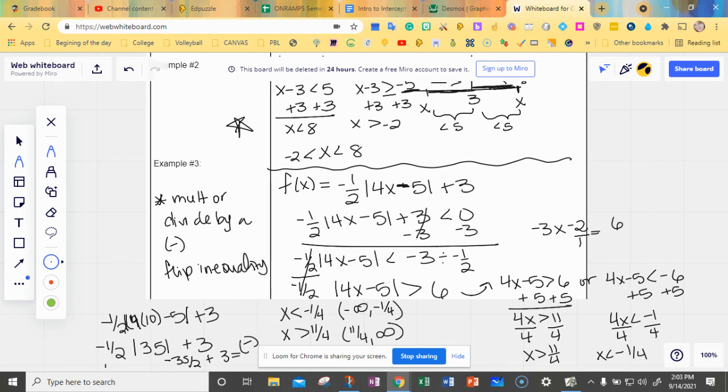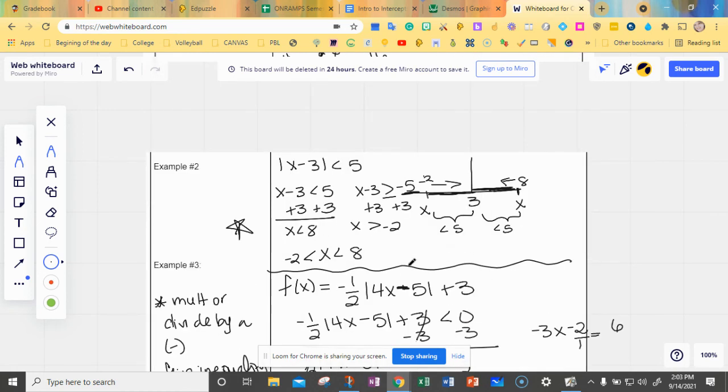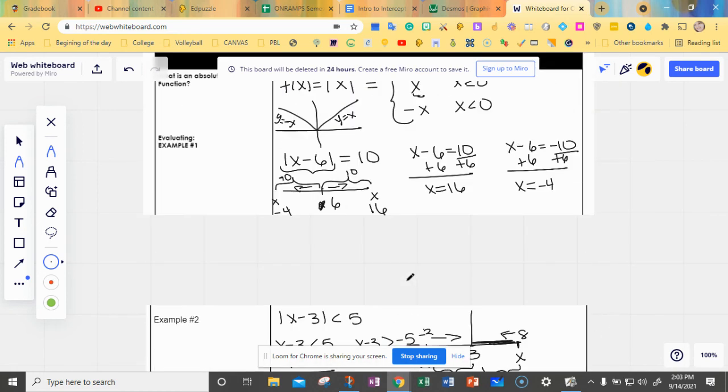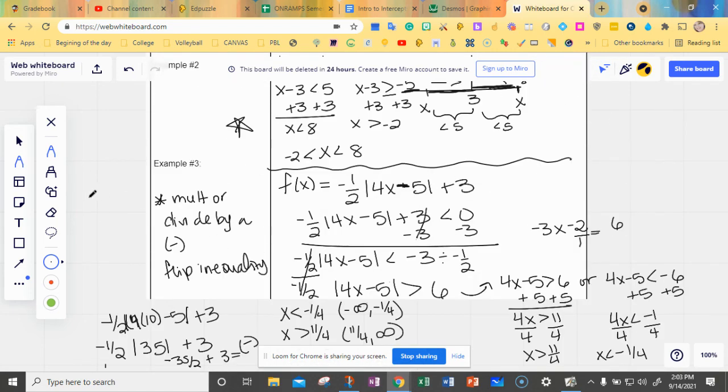All right, so when you guys get to class, we're going to look at specifically how do we solve just basic inequalities, how do we solve basic absolute value functions, how do we solve absolute value inequalities, and then how do we sketch their graphs?